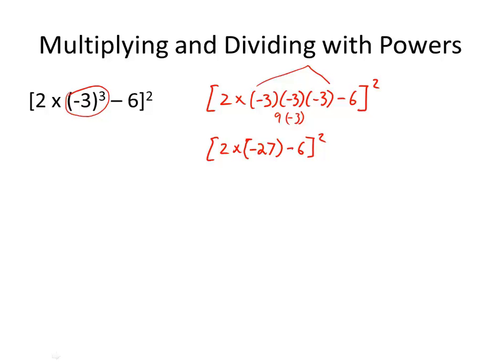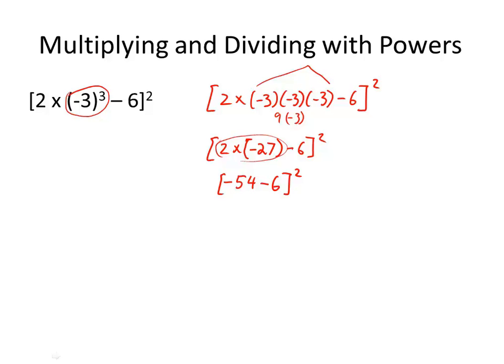Now we're going to go 2 times -27. We have a positive number multiplied by a negative number. We're going to do this part first because we have to do the multiplication before the subtraction. We go 2 times -27, so 27 times 2 is going to be 54, and that's going to be -54. We have minus 6, and we still have that to the power of 2 on the outside there. So now we have -54 minus 6.